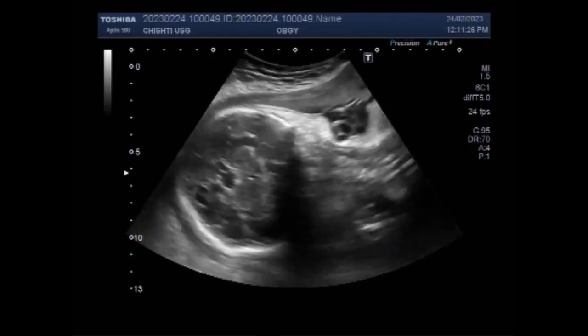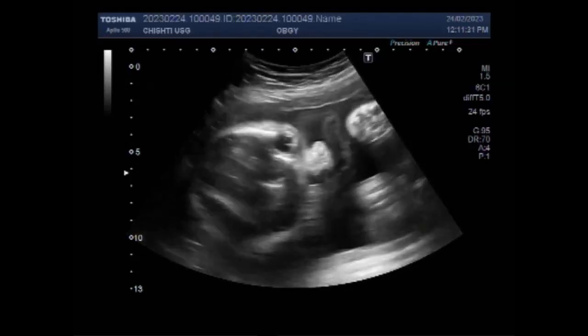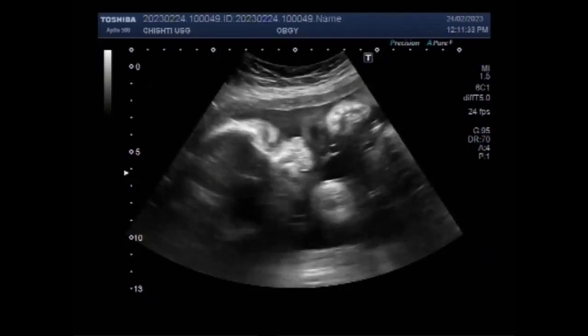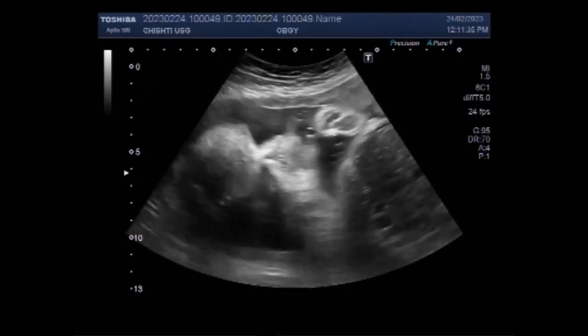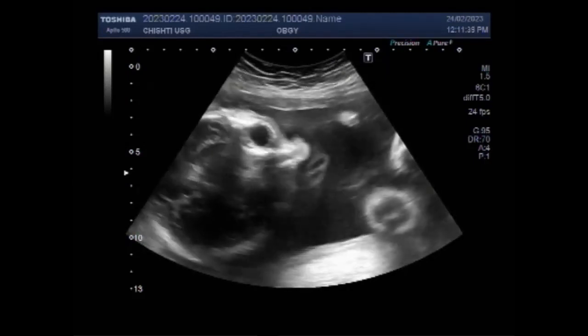Now you can see the fetal head and it looks echo-normal. Both the eyes and nostrils are seen along with the lips, which are echo-normal.